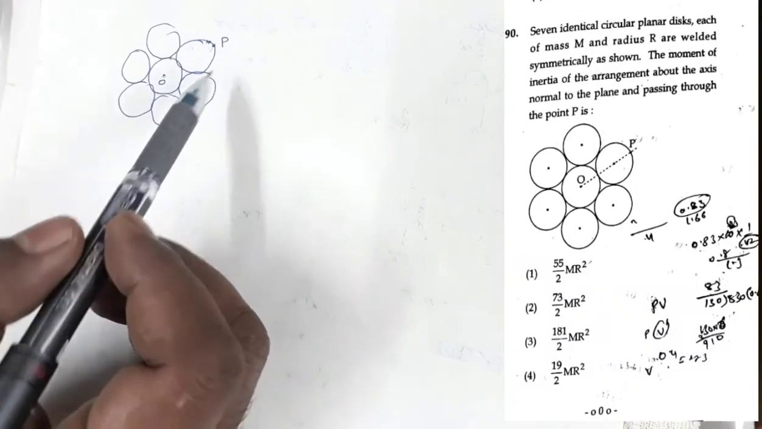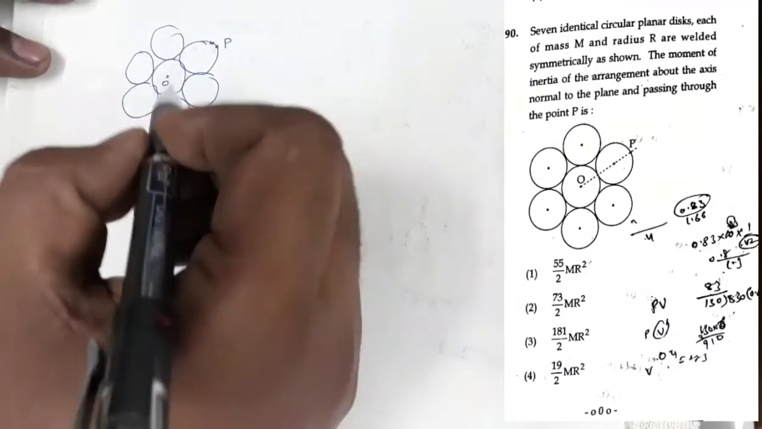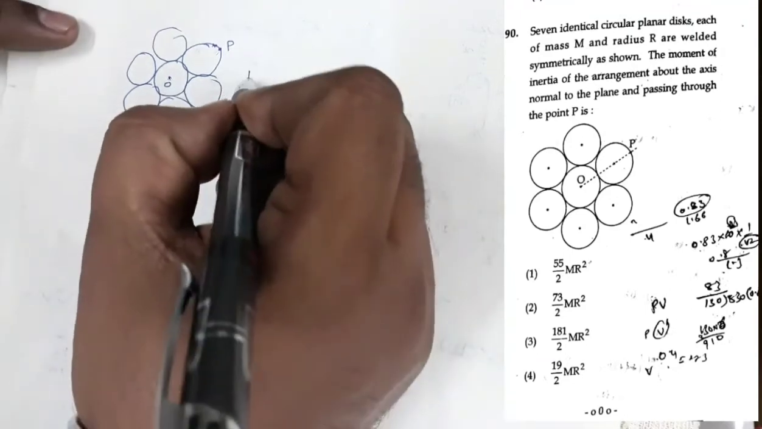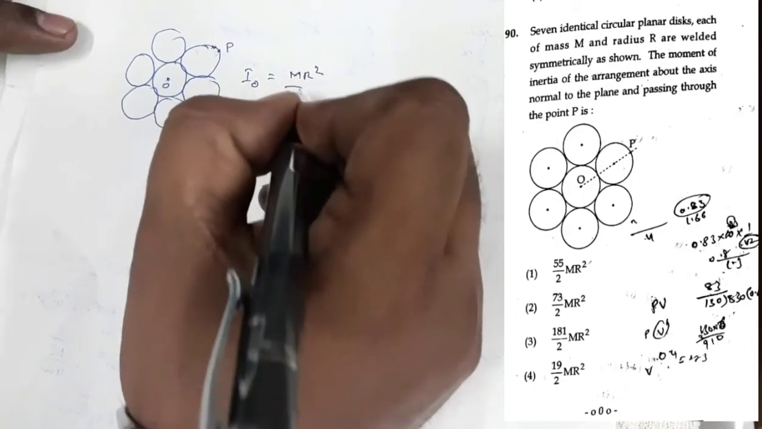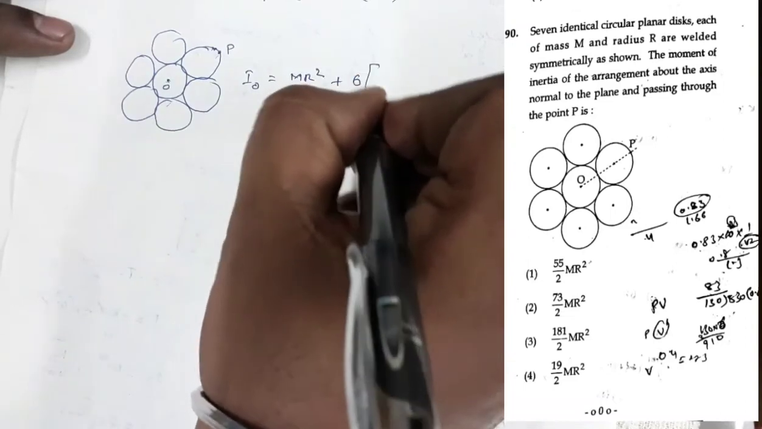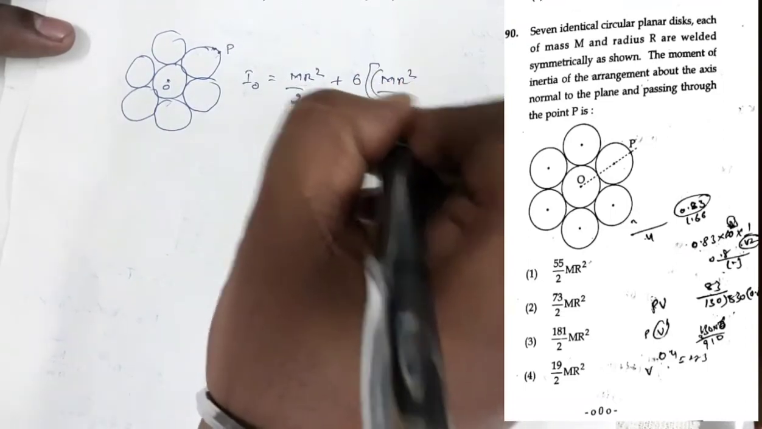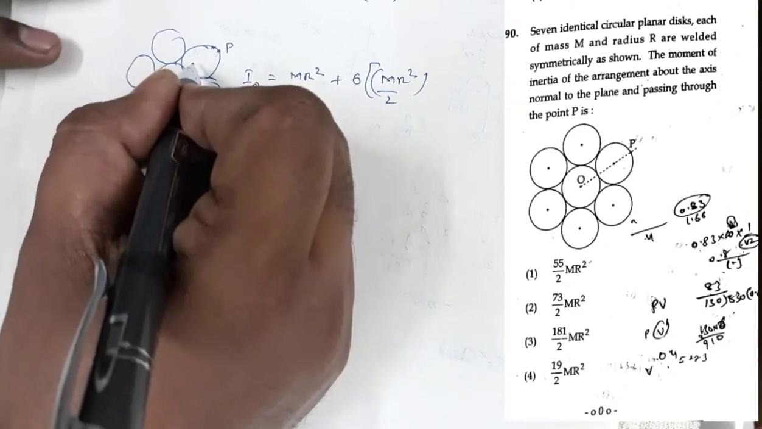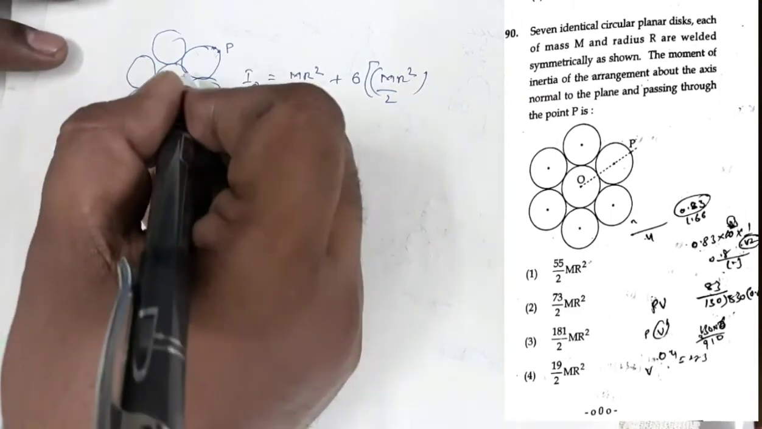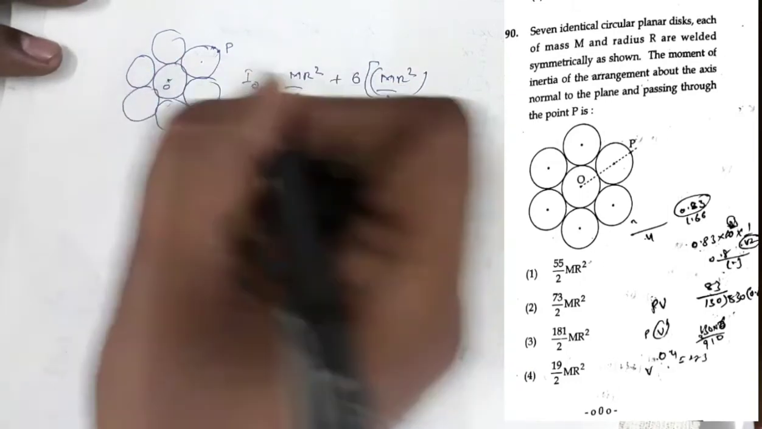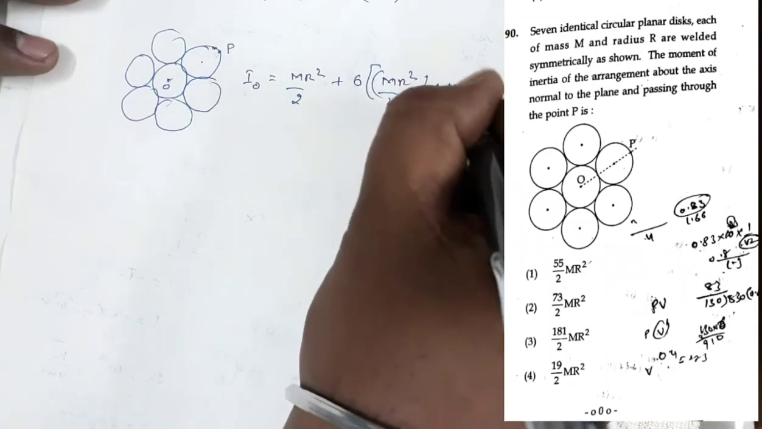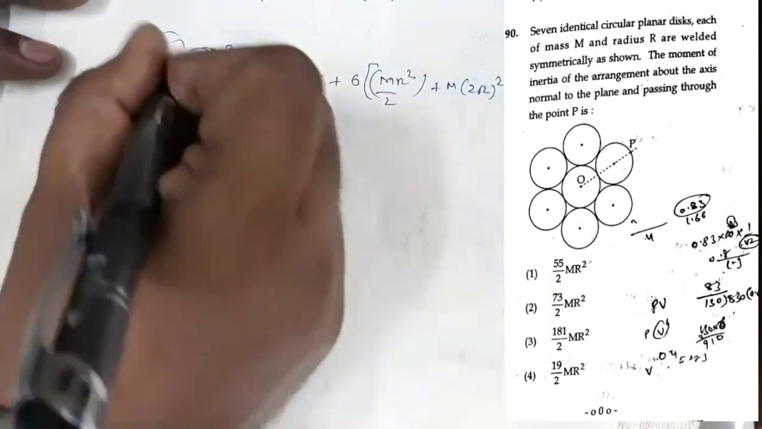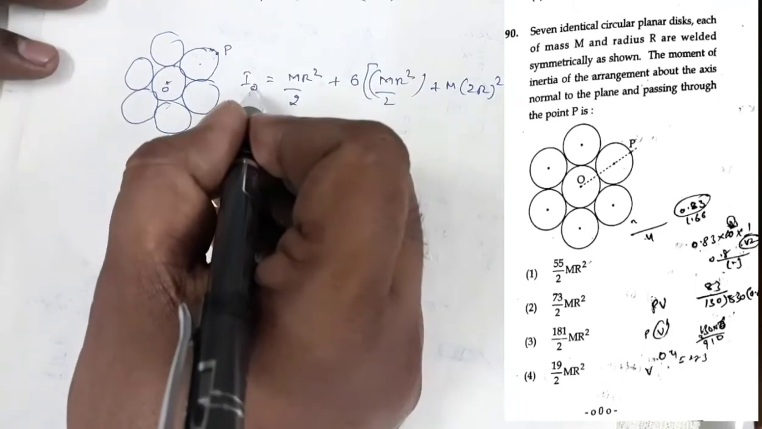Okay, so we will be using the parallel axis theorem. First of all, we will calculate the moment of inertia about point O, I naught. That is, moment of inertia of the central disc is mr square by 2, plus there are 6 discs, so 6 times mr square by 2. For these discs, using the parallel axis theorem, the distance is twice r. So mr square by 2, moment of inertia of the disc, plus m into twice r square. 6 discs are there, so 6 into this. So this gives the moment of inertia about O.